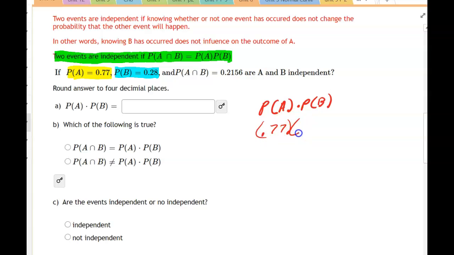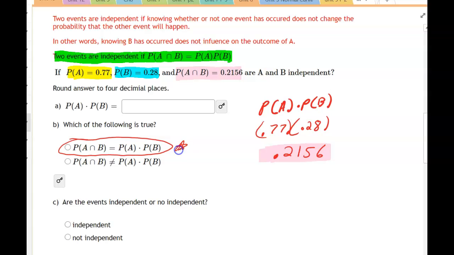0.77 times 0.28. Multiplying those on my calculator, I get 0.2156. And if you notice here, this probability of A times probability of B is equal to the probability of A and B. So since the probability of A and B, which I just circled in red, is equal to the probability of A times the probability of B, the events are independent.